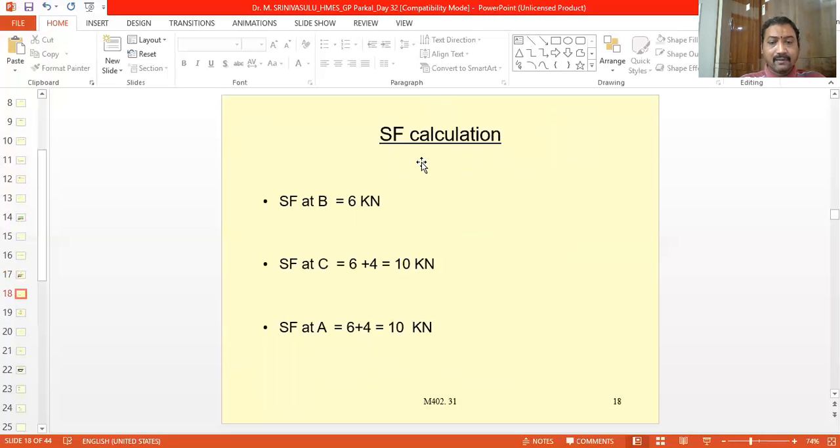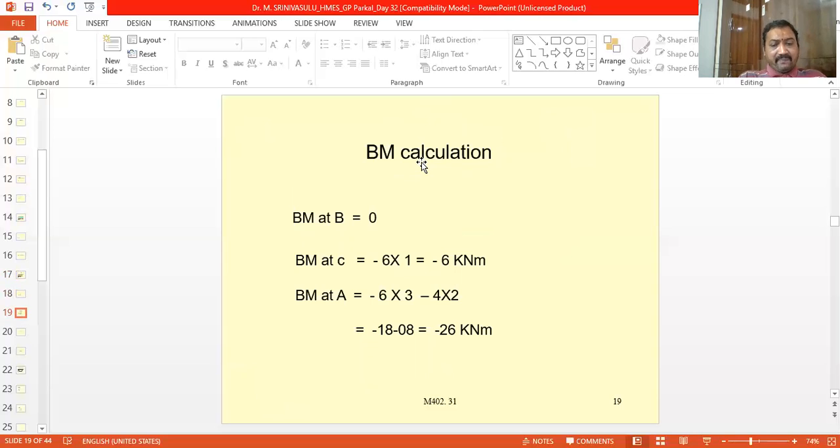So the bending moment at point A is equal to minus 6 into 3 minus 4 into 2. So this is minus 18 minus 8. So this is equal to minus 26 kilonewton meters. So they are the bending moments that we calculated from the loading diagram.